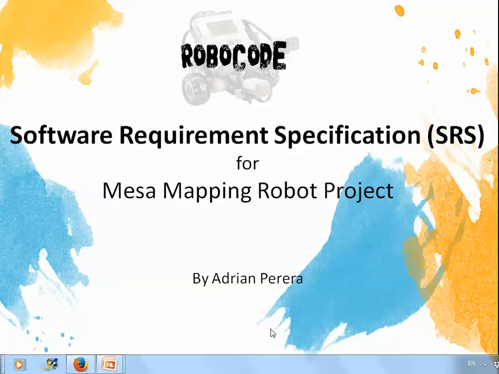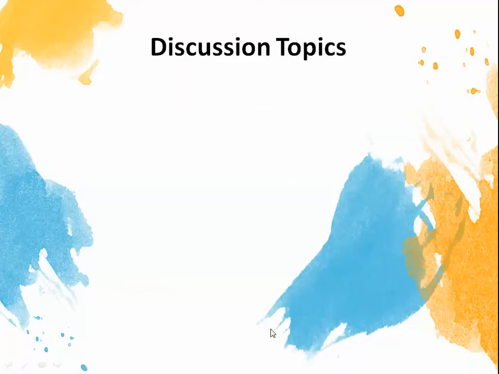Well, hello there. My name is Adrian Pereira, and this is a short presentation about the software requirement specification document, also called SRS, prepared by Robocode. So, to get started, let's go through what I'll be covering in this video.